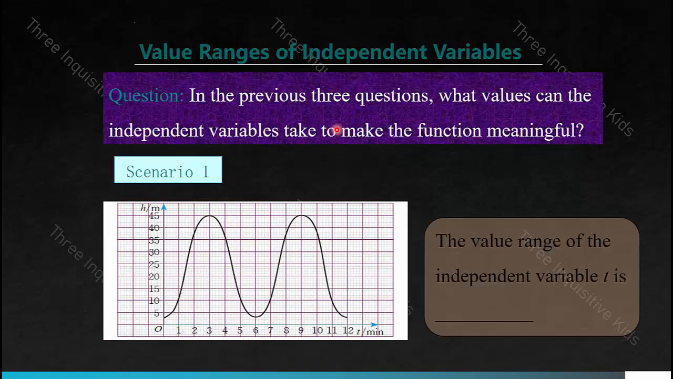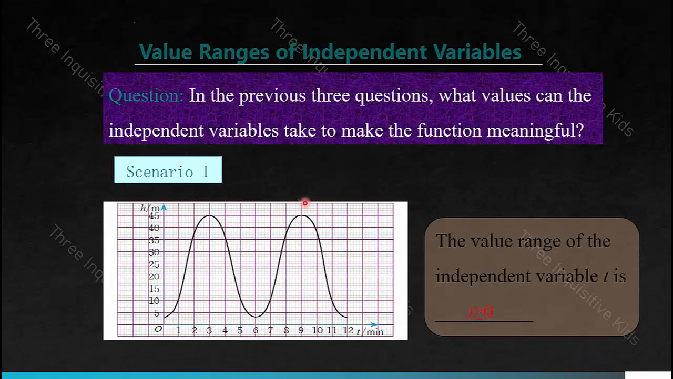Alright, now we're going to look at the value ranges of independent variables. In the previous 3 questions, what values can the independent variables take to make the function meaningful? So again, let's look at our Ferris wheel scenario. Here is our graph. What is the value range of the independent variable t?